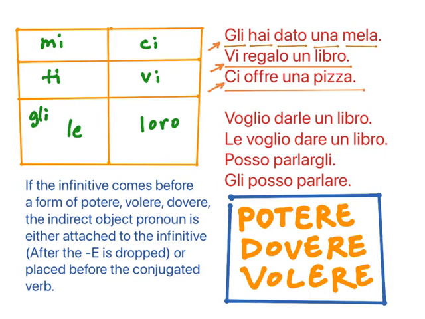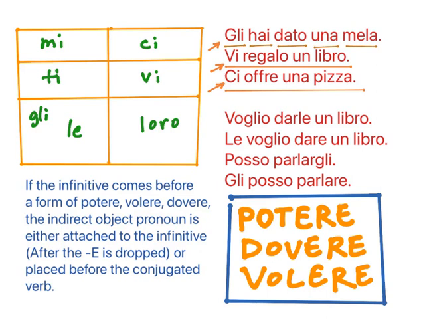Ci, you memorized it already, it is to us, indirect object pronoun. Offre, from offrire, to offer, to invite, to give, una pizza. He or she or you formal, it's ambiguous in Italian, it's the context that will tell you, offers to us a pizza, gives to us a pizza.